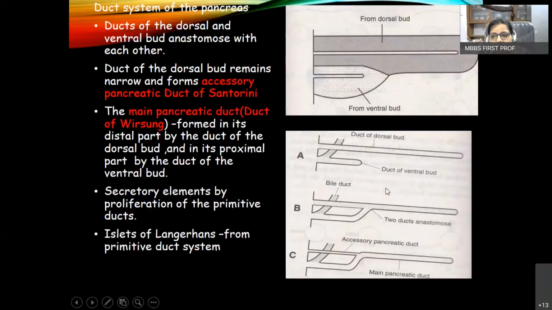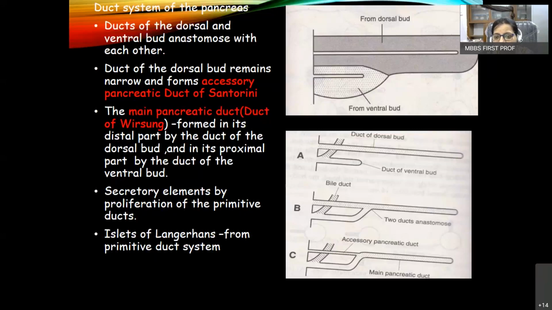Okay. Now coming to the duct system of the pancreas. The duct system is in this manner. From the dorsal bud, a duct arises, that is the main pancreatic duct or the duct of Wirsung. Then from the ventral pancreatic bud, another duct arises, that is known as the accessory pancreatic duct of Santorini. And basically they have to form a communication between each other.